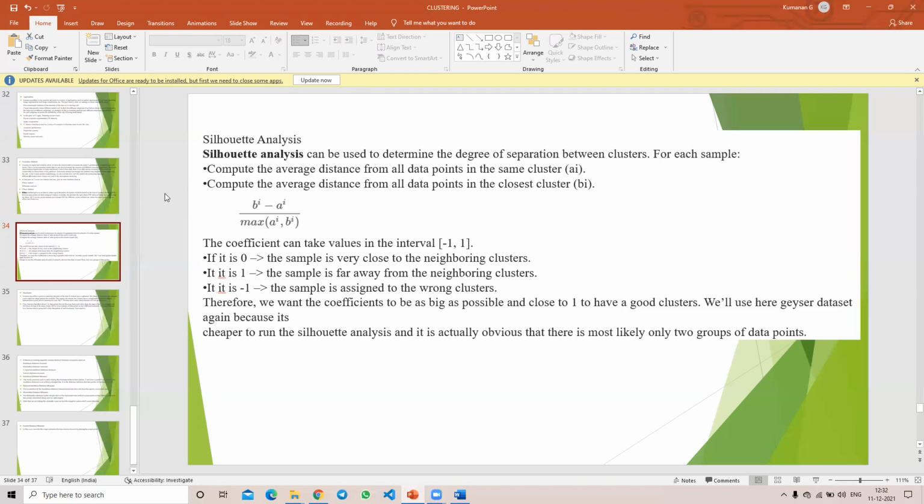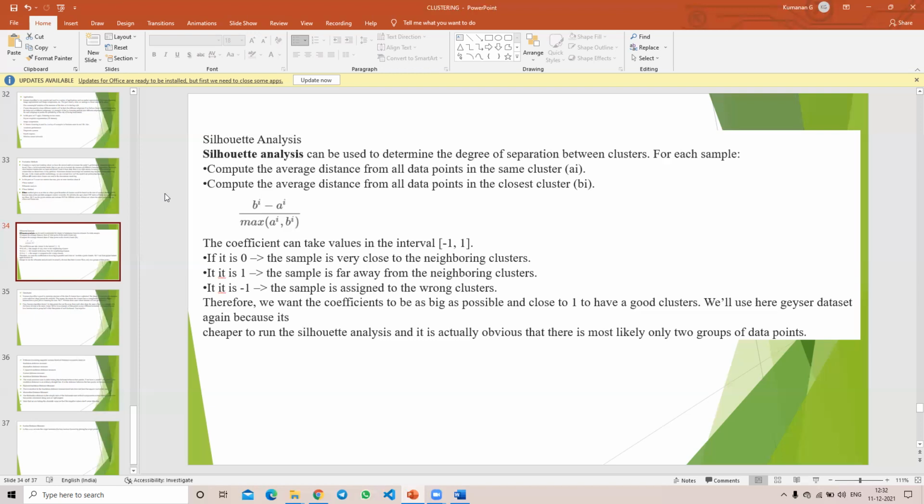If it is 0, the sample is very close to the neighboring cluster. If it is 1, the sample is far away from the neighboring cluster. If it is -1, the sample is assigned to the wrong cluster. Therefore, we want the coefficient to be as big as possible and close to 1 to have a good cluster.